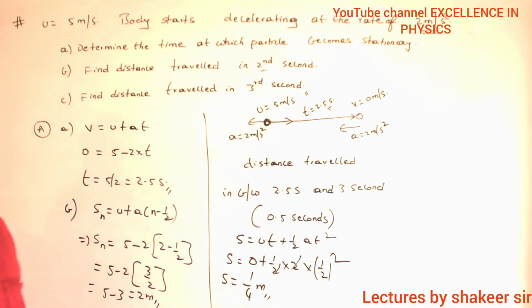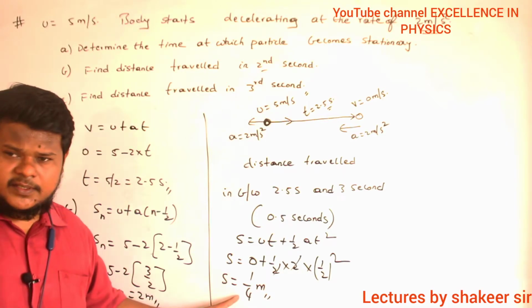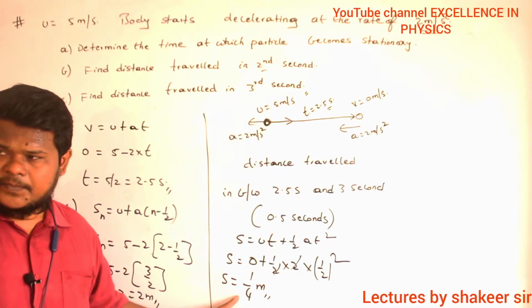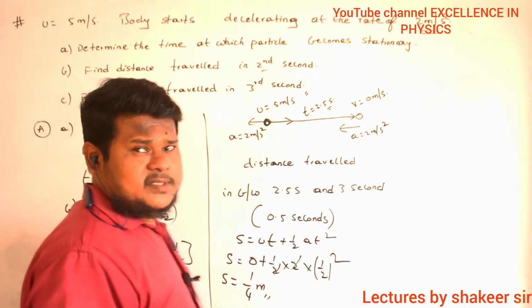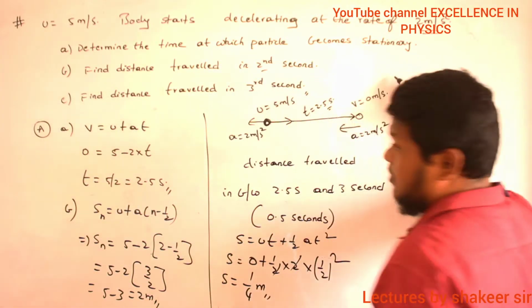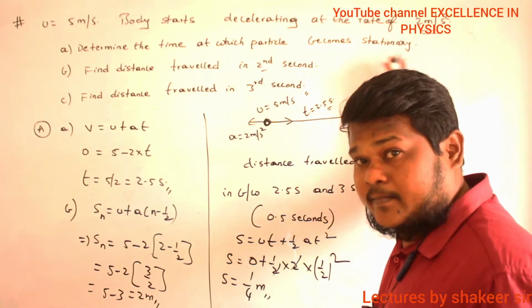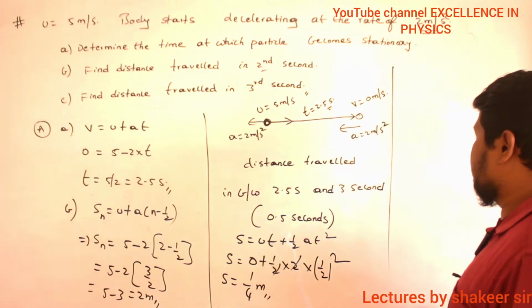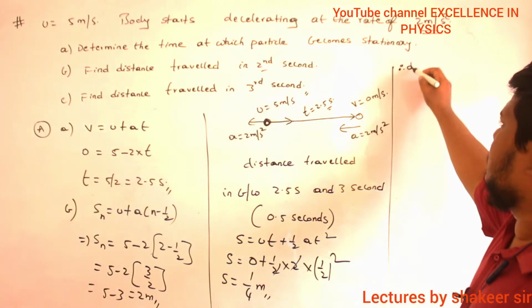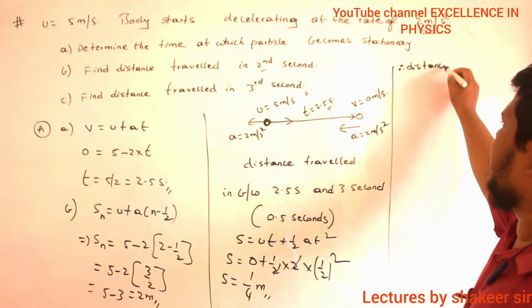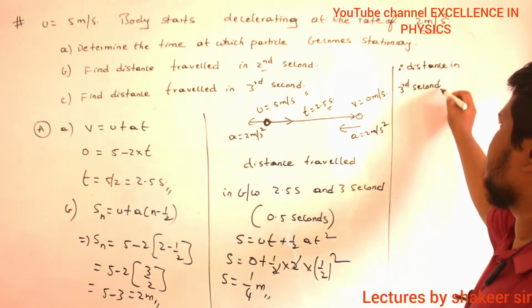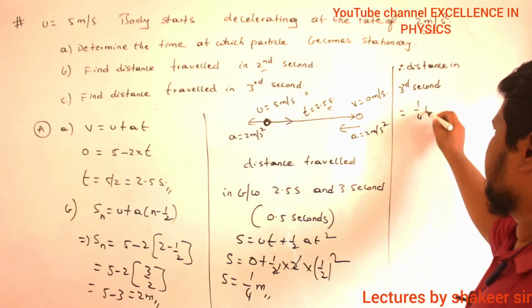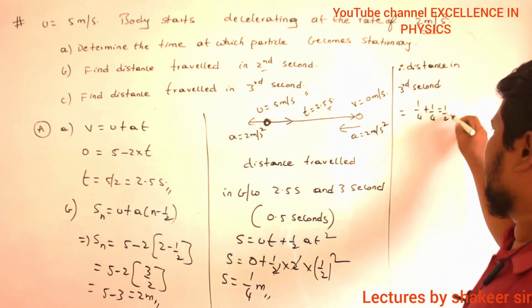Okay? So this is the displacement of the body in how much time? In 0.5 seconds. Clear? Therefore, once I get this relation, what can I write? Therefore, distance in third second is 1 by 4 plus 1 by 4, 1 by 2 meter.